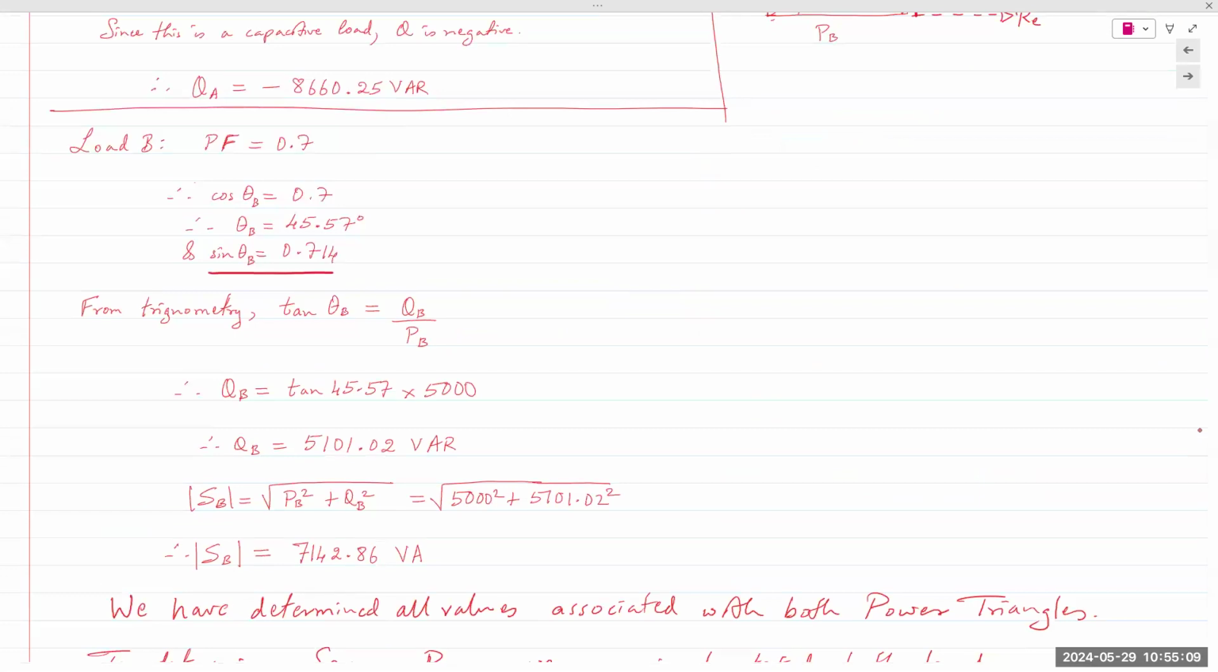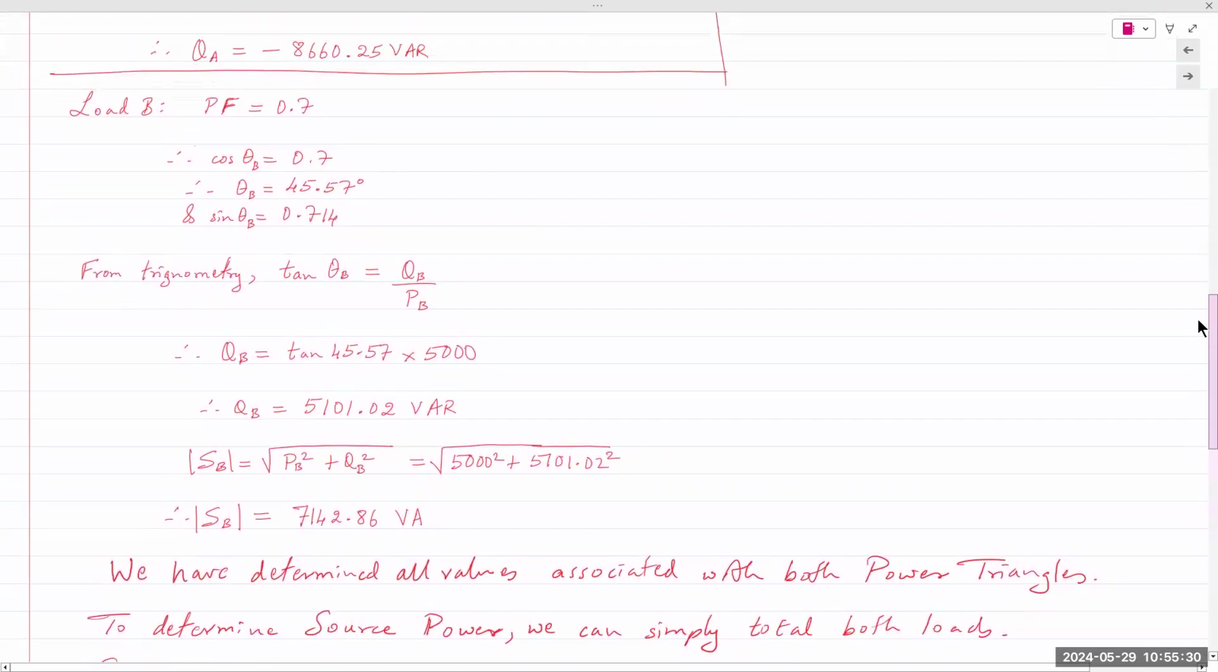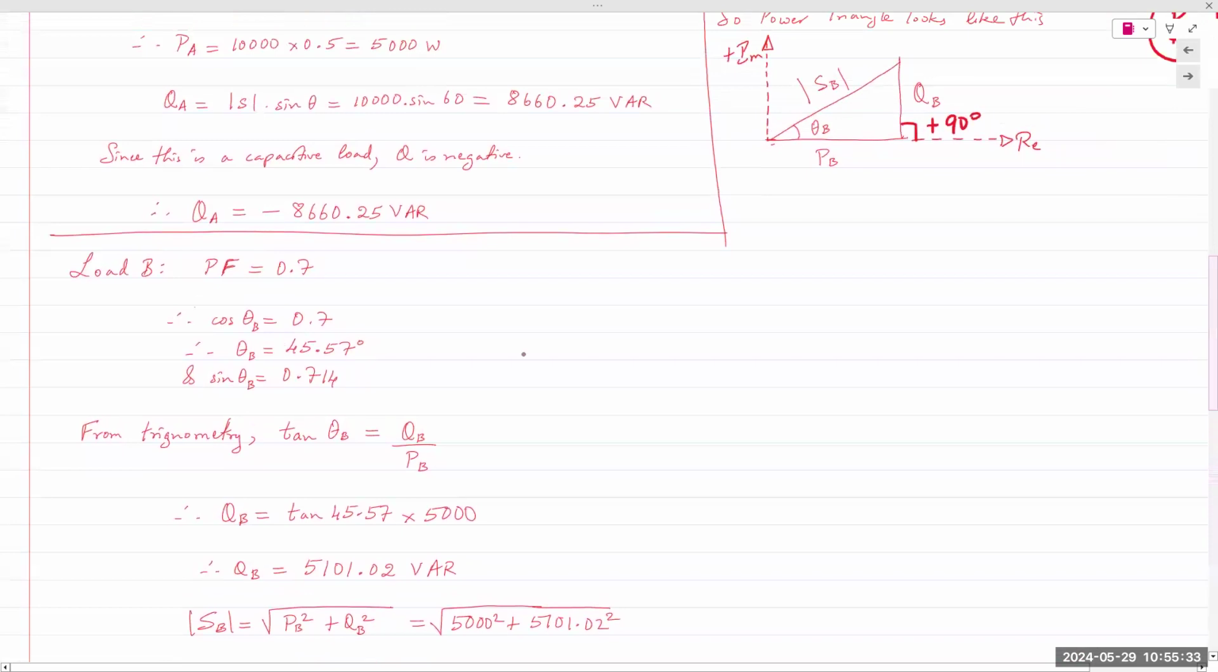which is right here. Cosine of theta is 0.7. So cosine inverse gives me 45.57 degrees. And if it's 45.57, I can then also find sine theta. The reason I want to do that is because, again, it's a right angle triangle. So this is PB, this is QB, this is theta, and this is magnitude of SB.